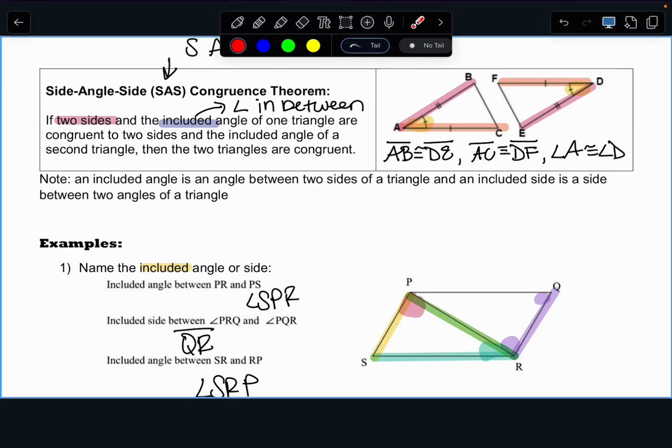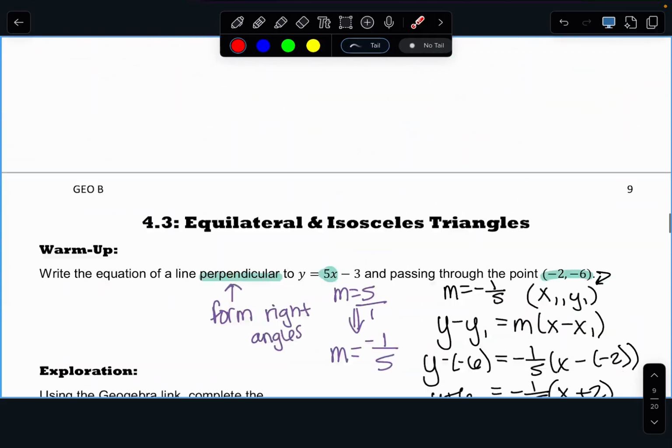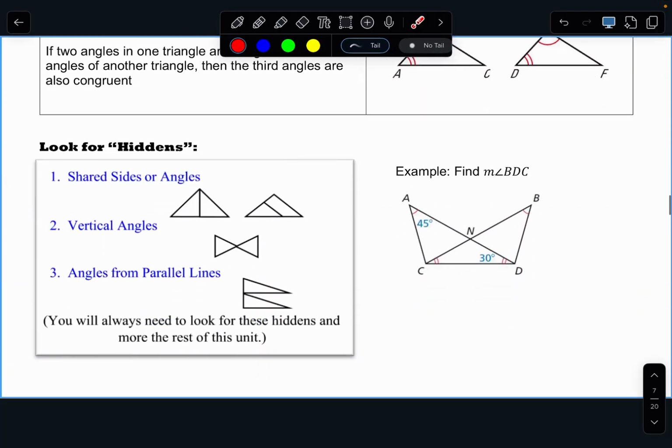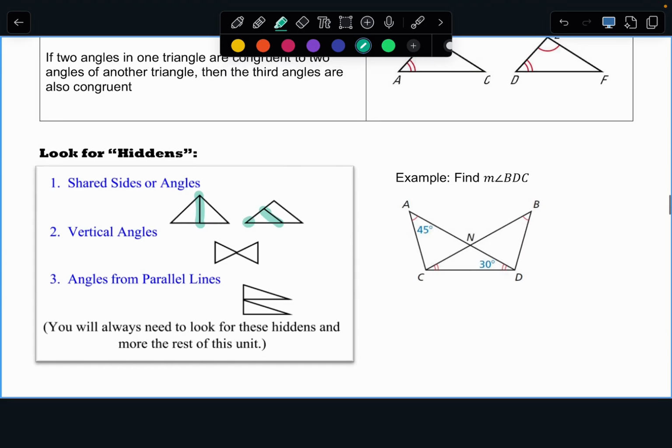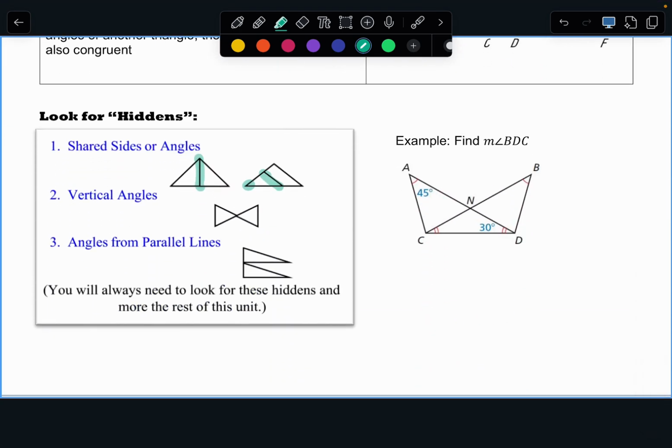Questions so far before we get to using it? Okay, just another reminder, when we're doing stuff like this, here is when our hiddens come in. We talked about this a little bit, but just be aware, triangles can share a side like that one, or a side like this, or even an angle. I'm on page 7 right now. They can share sides and angles. That's when we would use the reflexive property because it's the same thing. We need congruent to itself.